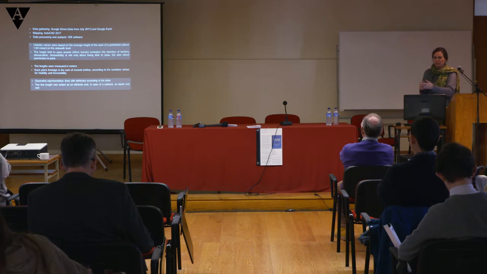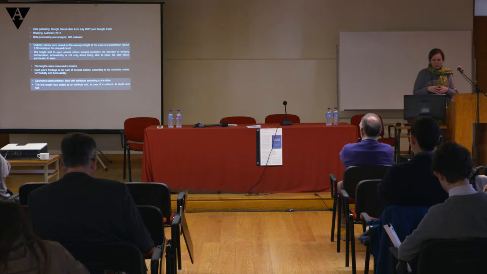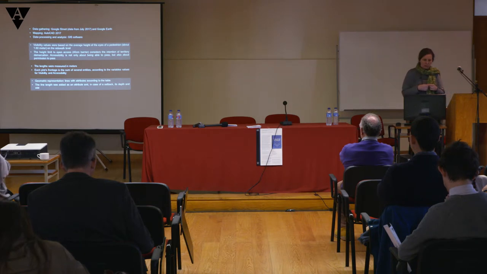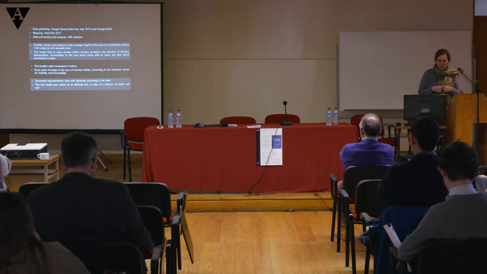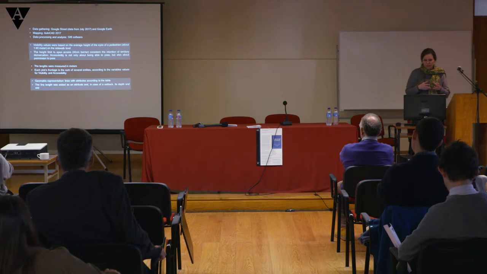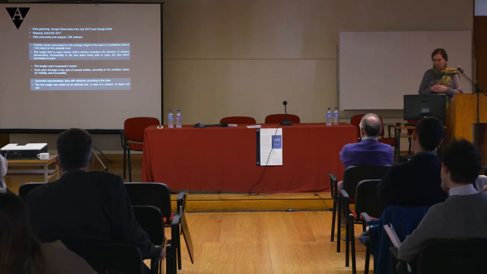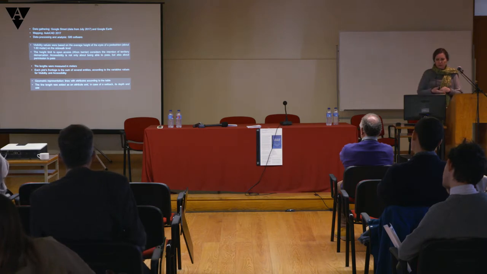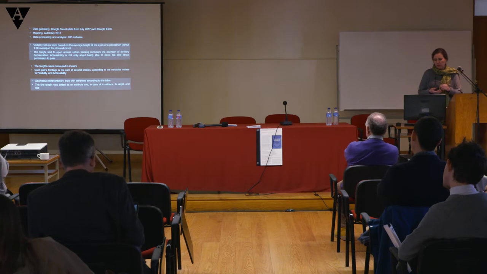Of course, you can pass through it, but we understood that accessibility is not only about being able to pass, but also about permission to pass. The lengths were measured in meters, and each plot's frontage is the sum of the several entities according to the variables values for visibility and accessibility. The geometric representation is with lines, with attributes, according to that table that I showed you. And the line length is also added as an attribute. And in case of a setback, its depth and its use.